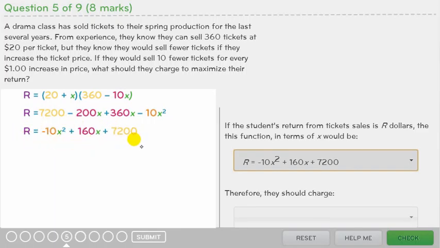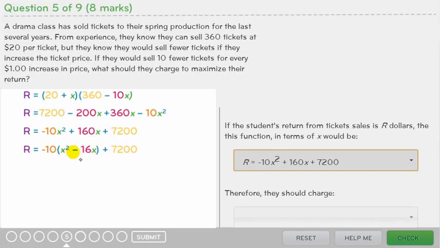Now from here, if we complete our square, we will be able to determine what our value is for x, how many increases in price we should do, and what the maximum revenue will be. So just like whenever we complete the square, we need to take our leading coefficient, in this case negative 10, and factor it from the first two terms. When we do so, we have left in our brackets x squared minus 16x.